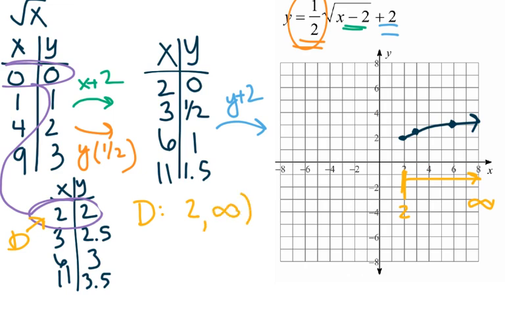We're going to use a parenthesis with infinity because you can never include infinity. And then we're going to use a bracket on 2 to show that it's included in the function.